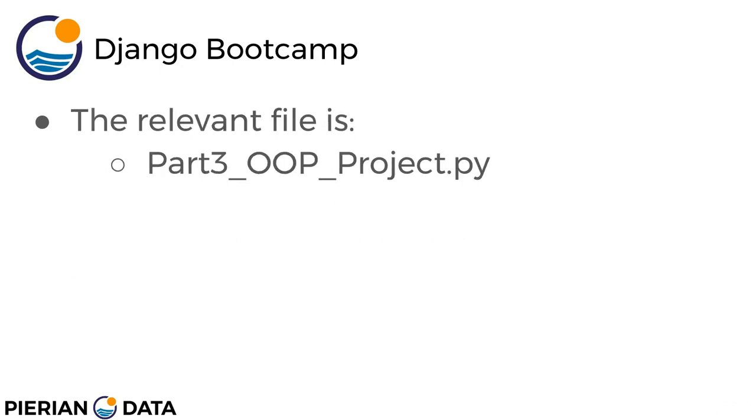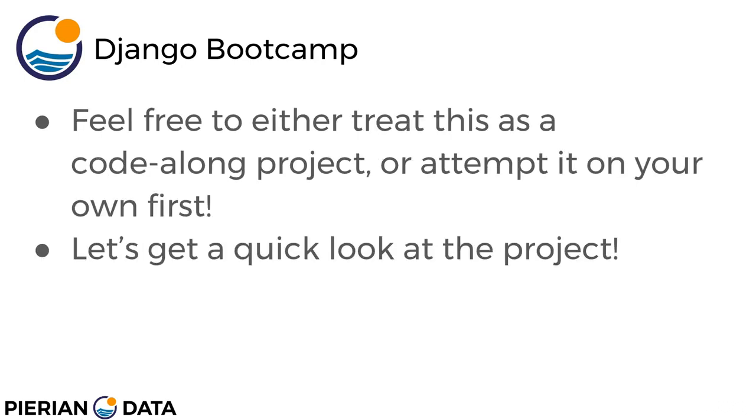The relevant file for this lecture is Part 3 OOP project.py, and there's also a solutions file. Don't check the solutions file yet until you've attempted the project. Feel free to either treat this as a code-along project, where you just go straight to the solutions lecture and actually code along with me, but I do recommend that you attempt it on your own first. Let's take a quick look at the actual project file, which has some extra code to help you out if you attempt to do this on your own. I'll jump to my editor now.